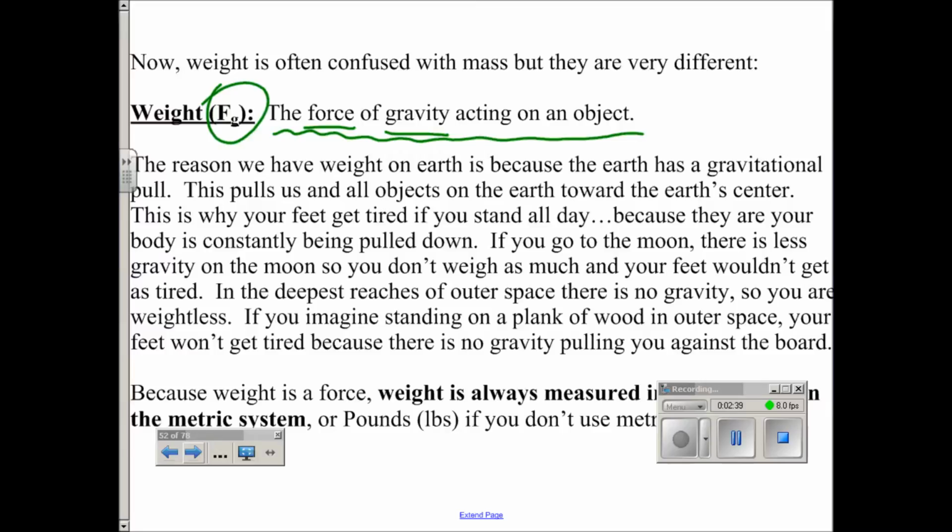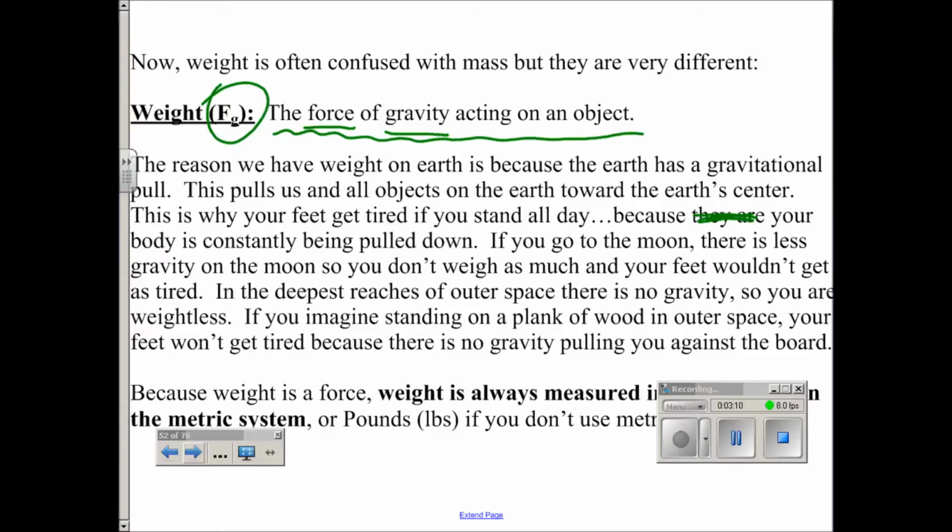And this is why your feet get tired if you stand all day, because your body is constantly being pulled down. All right? If you go to the moon, there's less gravity on the moon, so you don't weigh as much. And as a result, if you stood all day on the moon, your feet wouldn't get quite as tired. All right? In the deepest reaches of outer space, there's no gravity, so you're what's called weightless. If you imagine standing on a plank in outer space, your feet don't get tired because there's nothing pulling your feet down towards that plank of wood.